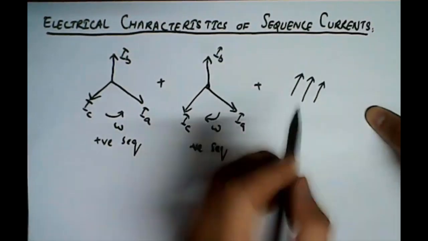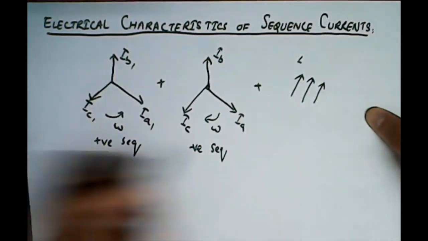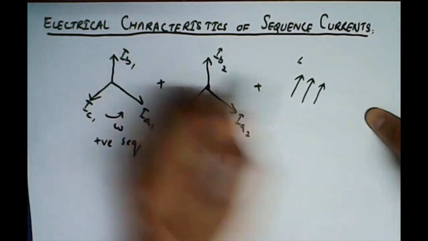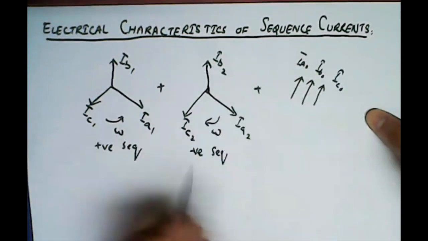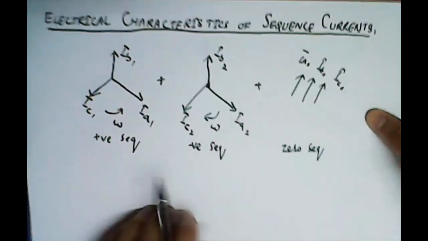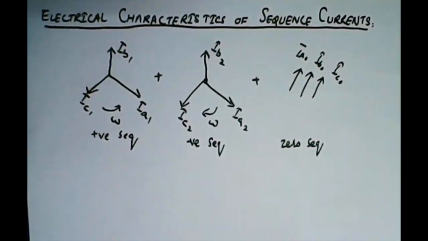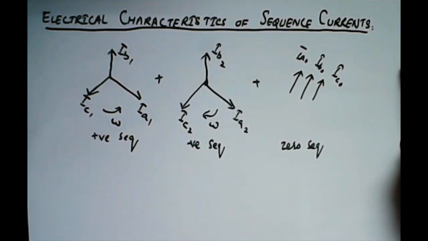Now what is the significance? We have discussed that, okay, this is 1, 1, 1, 2, 2, 2, IA naught, IB naught and IC naught, zero sequence. We have done all this, and we have also discussed how we convert from sequence to phases and from phases to sequence. Now the question is, what is the significance of these three currents?